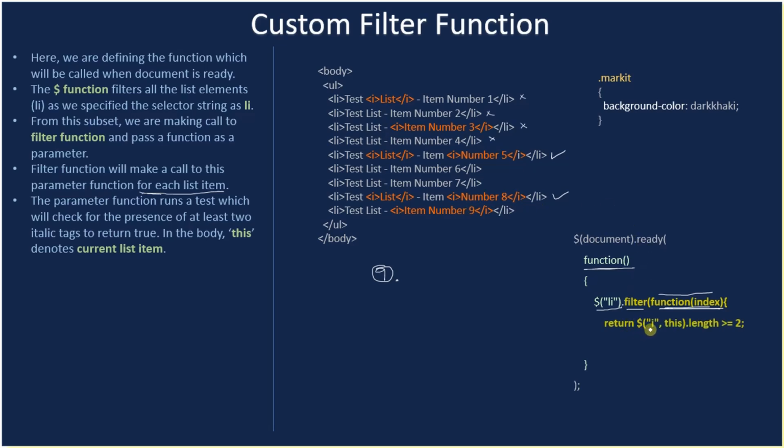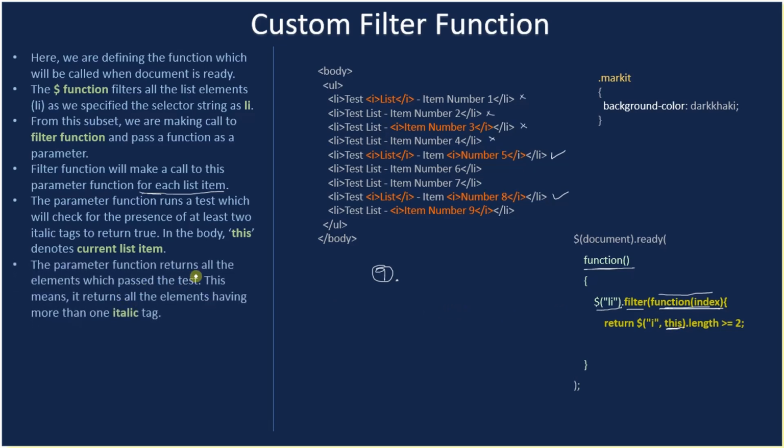Return $(i, this).length greater than or equal to 2. So that's the test we are doing. In the body, this denotes the current list item. You can make use of the index also, but this denotes the item currently passed in. For the 9 items, one by one the filter function will iterate and pass each to our custom function. So here this denotes the current list item. The parameter function returns all the elements which passed the test. This means it returns all elements having more than one italic tag.